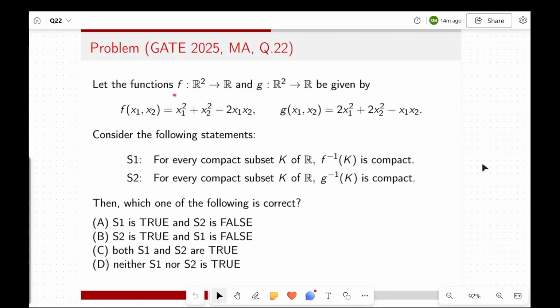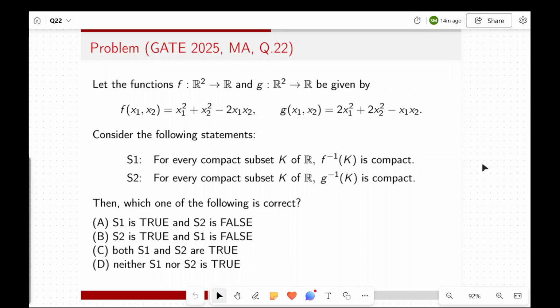The question reads as follows. Suppose we have two functions f: R^2 to R^2 and g: R^2 to R^2. The formulas for functions f and g are given, and we have a few statements. The first statement says that for any compact set K, its inverse image under f is also compact. The second statement says that for any compact set K, the inverse image under g is also compact. Now we need to find out which option A, B, C is correct. In other words, we need to understand which of the statements S1 or S2 is correct, both correct or not. That's what we need to understand. So that's the question.